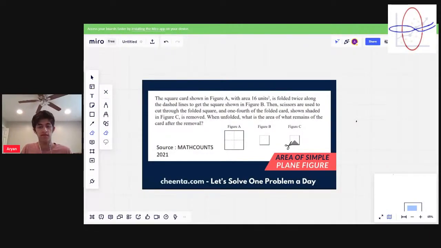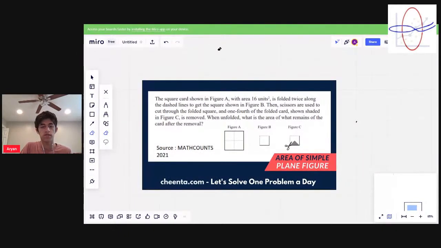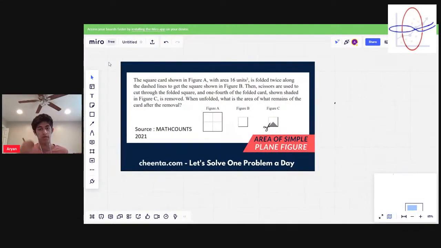Today we're going to be looking at the following problem from Mathcounts, and let's get a quick read. The square card shown in figure A has an area of 16 units, and it's folded twice along the dashed lines to get the square shown in figure B. Then scissors are used to cut through the folded square, and 1/4 of the folded card shown shaded in figure C is removed. And the question is, when we unfold figure C to get back to something like figure A, what is the area that remains after we cut out that quarter?